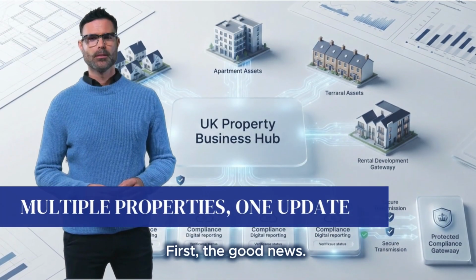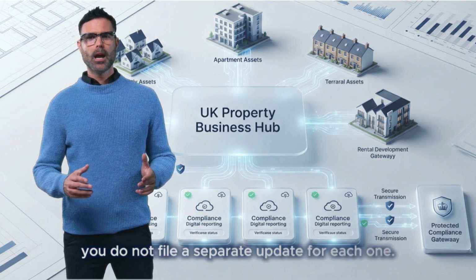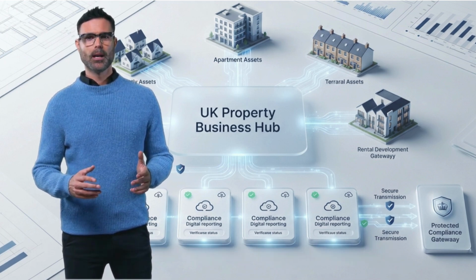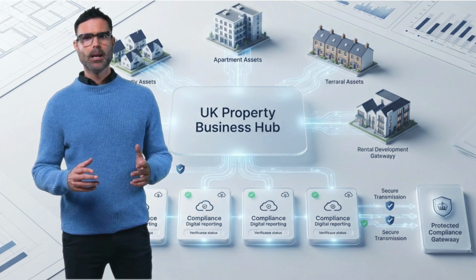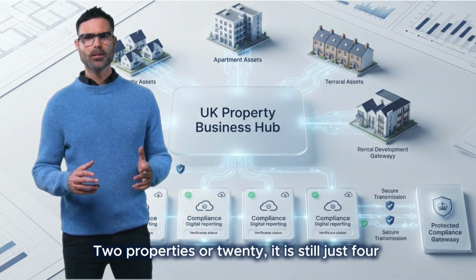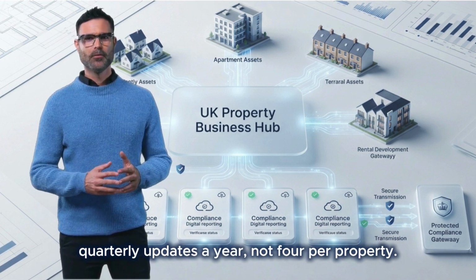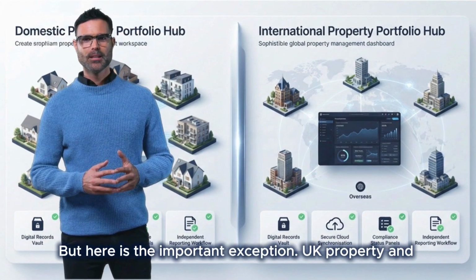First, the good news. If you own more than one property, you do not file a separate update for each one. All your UK property income combines into a single property business. 2 properties or 20, it is still just 4 quarterly updates a year, not 4 per property. But here is the important exception.